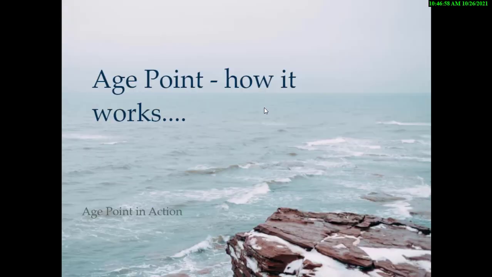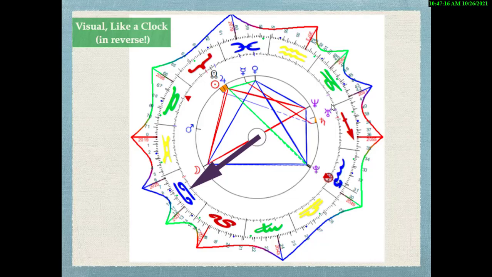All right, just when you thought we'd never get there, finally going to start tackling the age point system and how it works. I'm going to take my time and also detail it enough so that you can hopefully walk through this confidently and get enough of an understanding. So what we're looking at is a birth chart, and I drew this arrow here because the way the age point system works is visually it works like a clock but in reverse. At birth, the age point is on the AC.